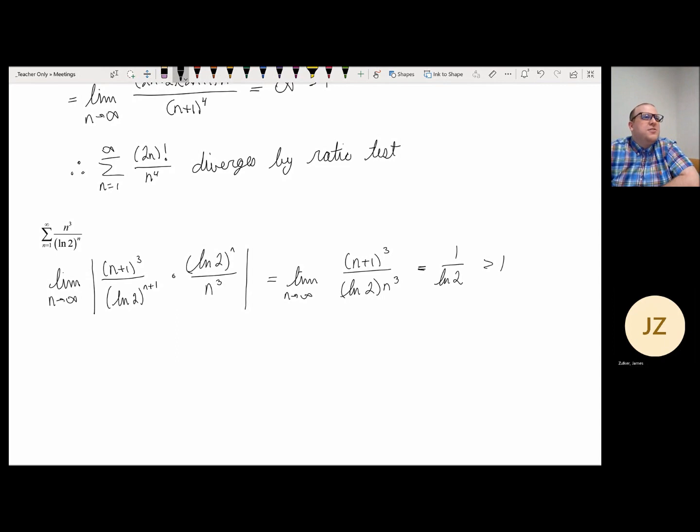Log of 2 is less than 1. Right? 2 is less than e, and log of e is 1. So you have 1 over a number less than 1, which gives you a number larger than 1.